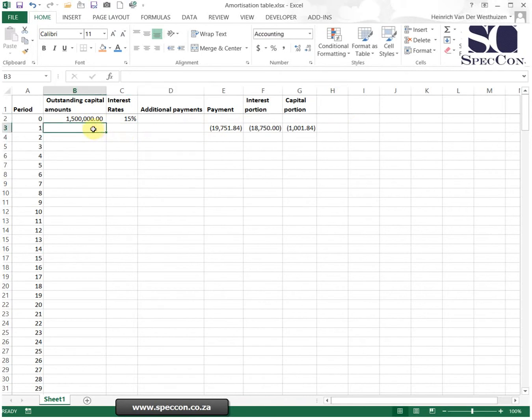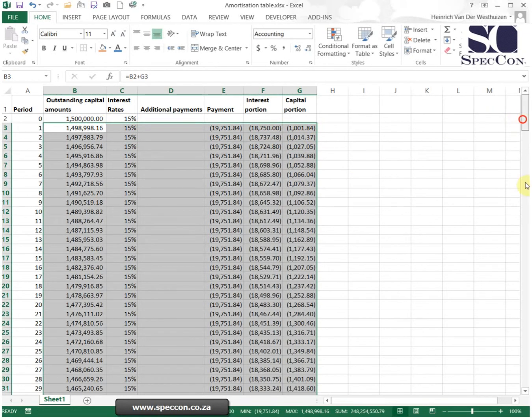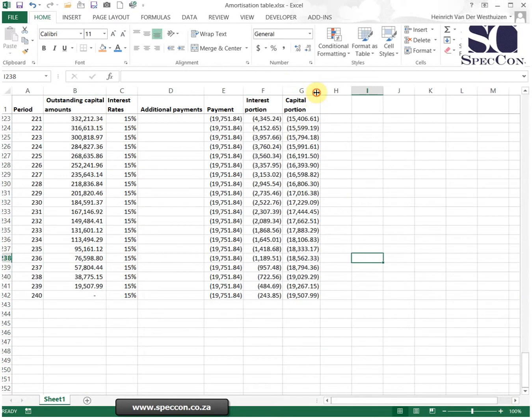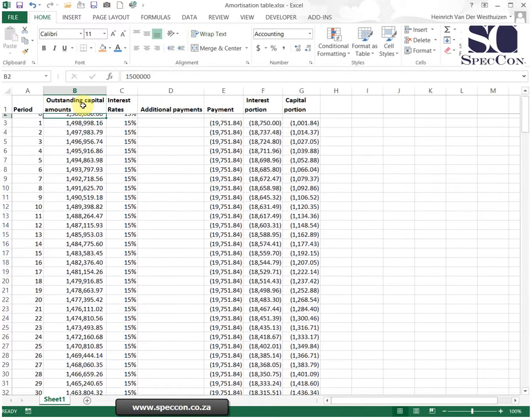So now what's our outstanding capital amount? It's the previous period's balance plus the capital portion. And our interest rate is just the top one. So before we add any additional ones, let's just make sure this balances to 0. So you go to the bottom and you must make sure that 240 is now equal to 0.